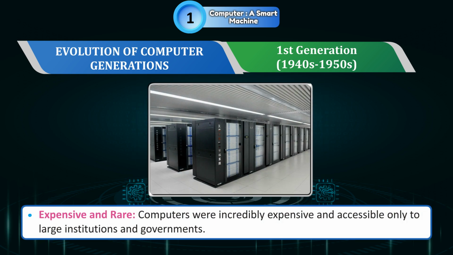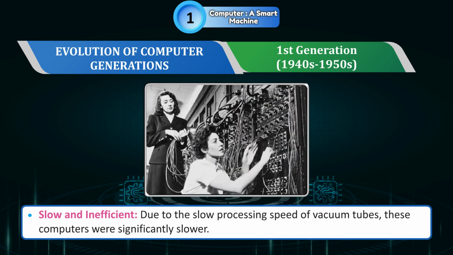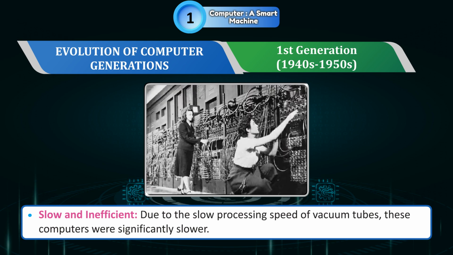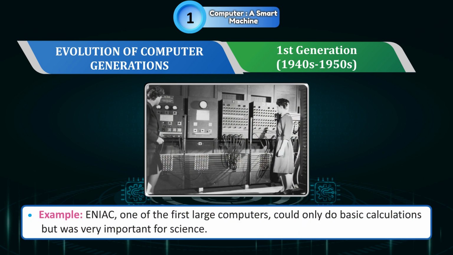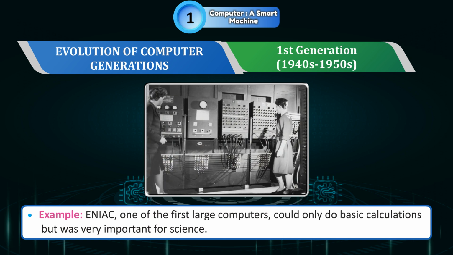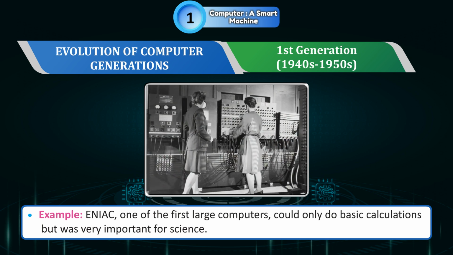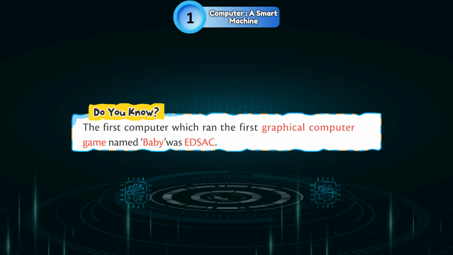Expensive and rare: computers were incredibly expensive and accessible only to large institutions and governments. Slow and inefficient: due to the slow processing speed of vacuum tubes, these computers were significantly slower. Example, ENIAC, one of the first large computers, could only do basic calculations but was very important for science. Do you know? The first computer which ran the first graphical computer game, named BB, was EDSAC.